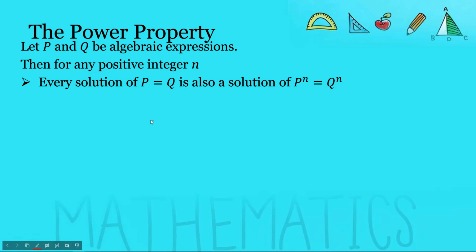Okay, now we want to talk about equations with radicals in it, but before we do that, we need to talk about a certain property relative to P and Q and powers of P and Q.